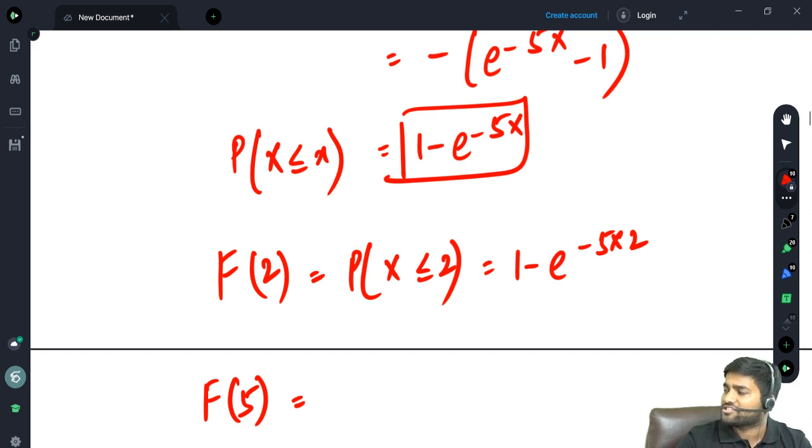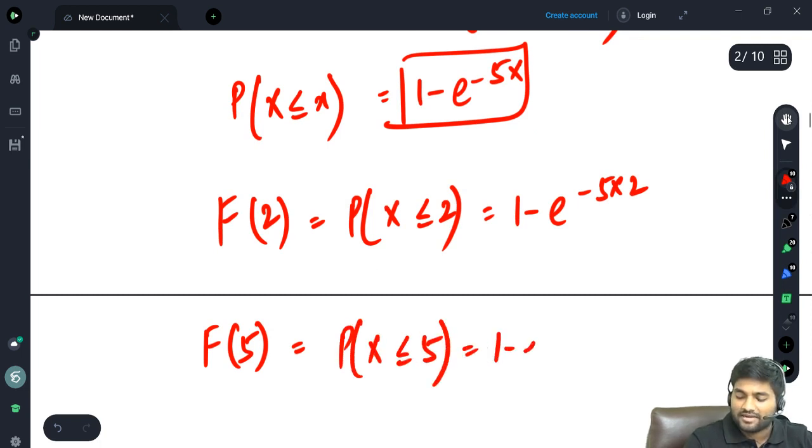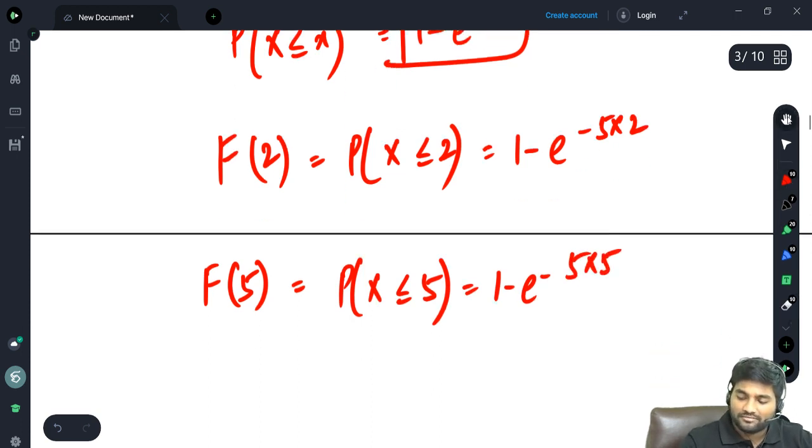Cumulative distribution function. It is not cumulative density function, it is cumulative distribution function only. The names change for PDF: probability distribution function, probability density function. But cumulative distribution function for both, okay? F5, probability x is less than equal to 5, which is 1 minus e to the power minus 5 into 5. Now a tricky one.